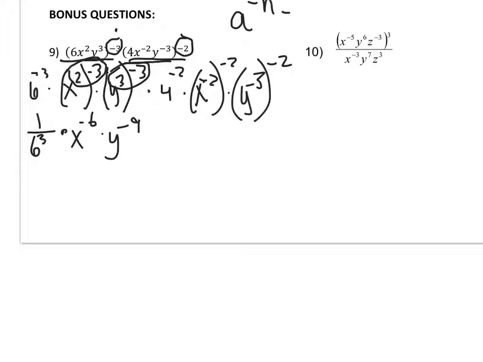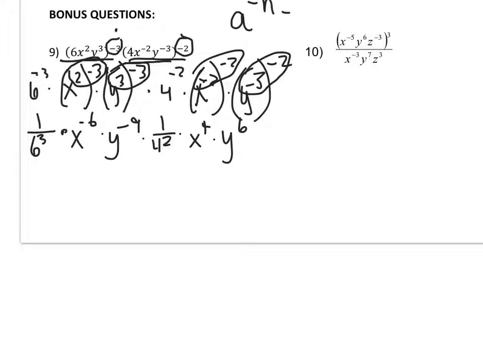4 to the negative 2 is the same as 1 over 4 squared. Negative 2 times negative 2 is positive 4, so I get x to the 4th. Negative 3 times negative 2 is positive 6, so I get y to the 6th. So I'm going to kind of group my like terms here.